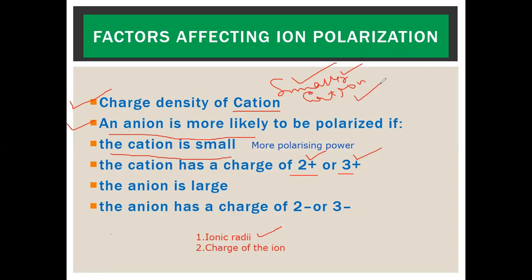Smaller ionic radii means more charge density, stronger attraction of the cation on the electronic cloud of the anion, more polarization, more distortion. So the more the polarization, the less will be the stability, right? That's it.